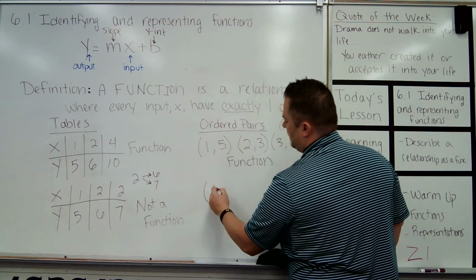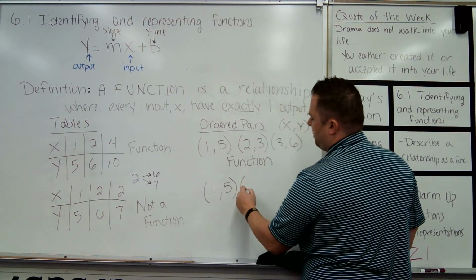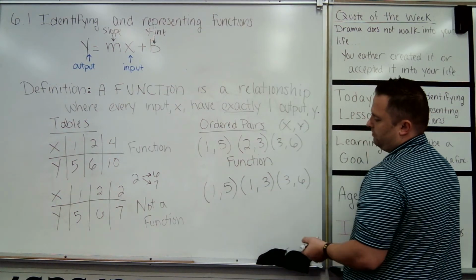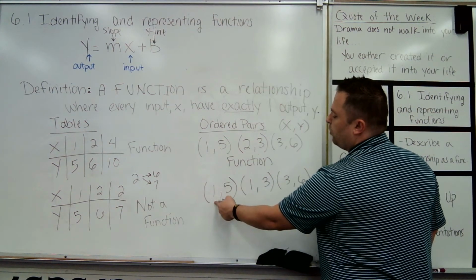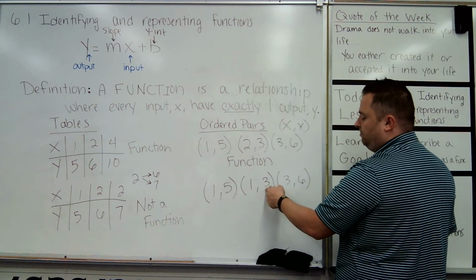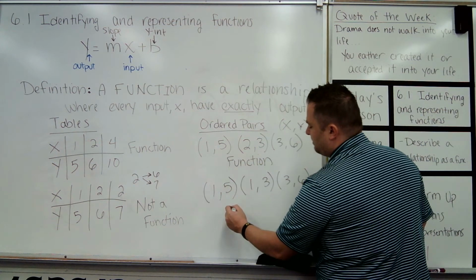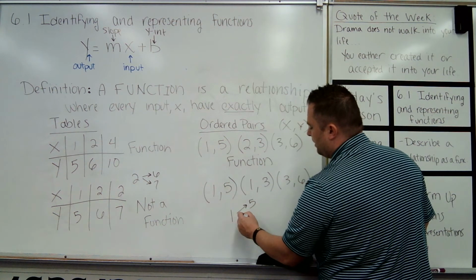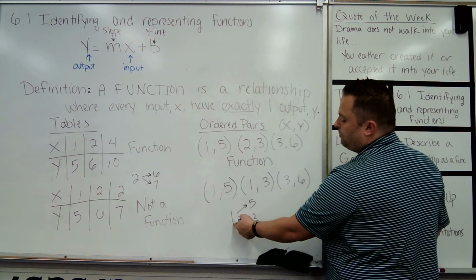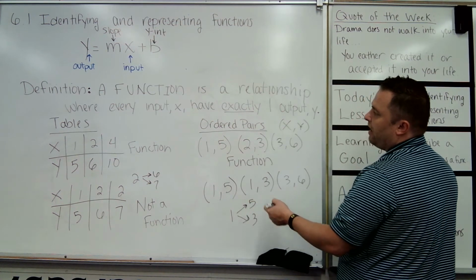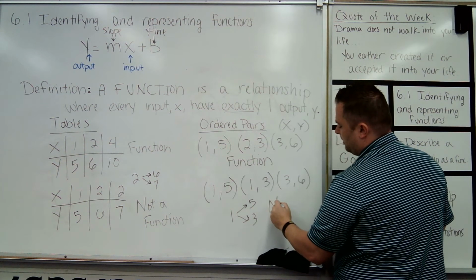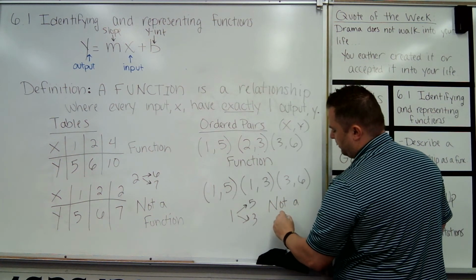Whereas 1 went in, 5 came out. 1 went in, 3 came out. And then 3 went in, 6 came out. Remember, these are X's and Y's. The number 1 went in, 5 came out. The same number 1 went in, and 3 came out. This is the same thing as I put in a 1, out came a 5, and out came a 3. That is not okay. One input produced two outputs. That is not our definition. You need exactly one output. Therefore, this is not a function.